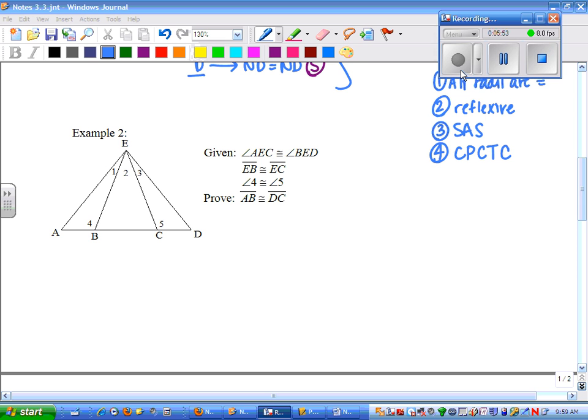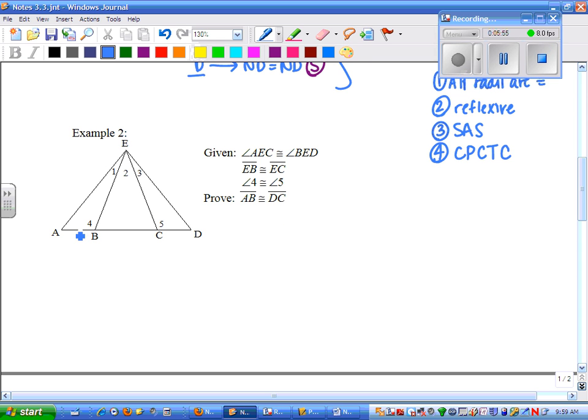Example 2. This one wants me to prove that AB is congruent to DC. Let's think about this. There's a lot of triangles in this picture. We can make it like this, or this one and this one, and this one and this one, but we want to prove this one is congruent to this one because these are the two pieces that they want us to prove. So going backwards, I want to try to prove triangle EBA is congruent to triangle EDC.